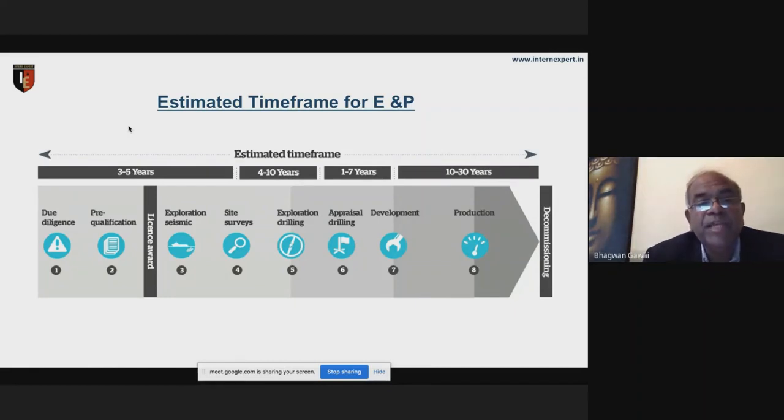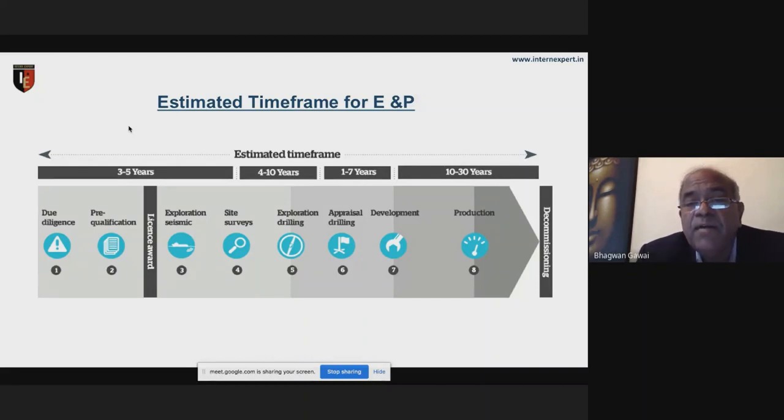Okay, so if you see, once you get the oil block, what do you do first? You do the due diligence, then pre-qualification happens, then you do the study. So the first 3 to 5 years go into due diligence, pre-qualification, exploration and seismic studies, site survey. These are the steps any operator goes through in the first 3 to 5 years. Then for the next 4 to 5 years, you start exploration drilling and the drilling operation.